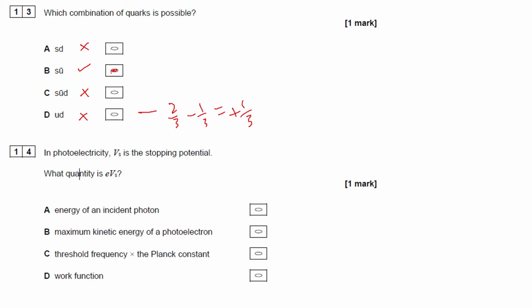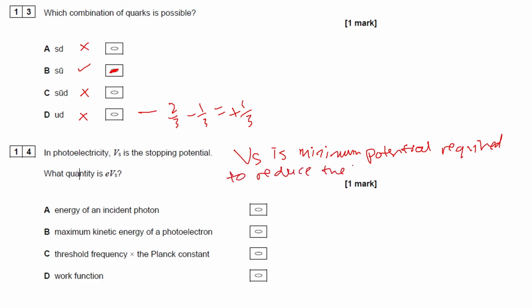For 14, just recalling what we know about stopping potential. So stopping potential is the minimum potential required to reduce the kinetic energy of a photoelectron to 0.